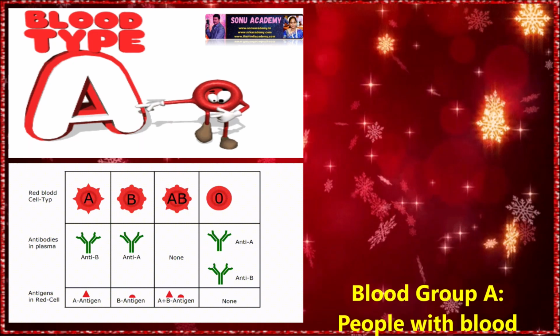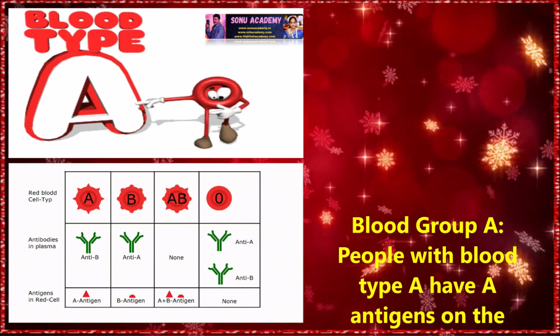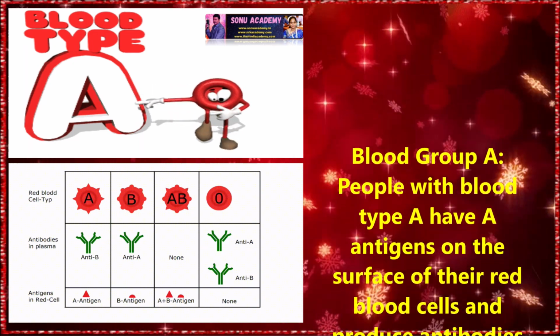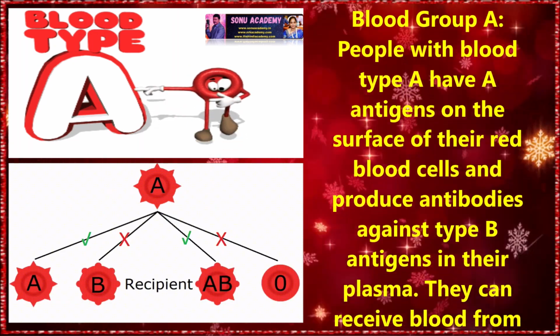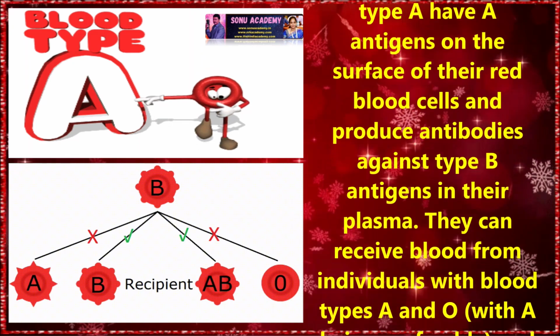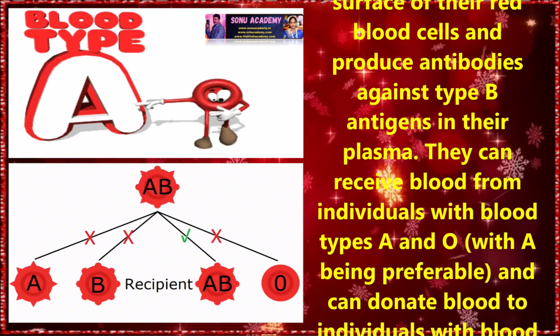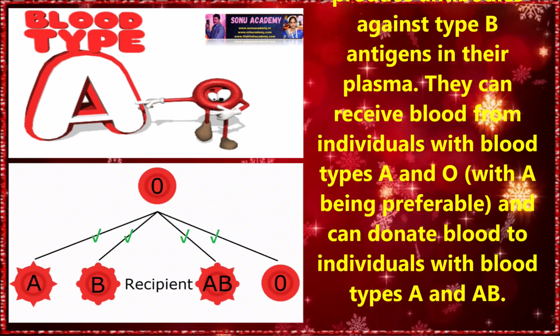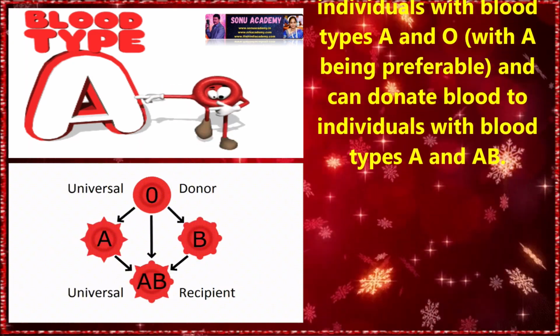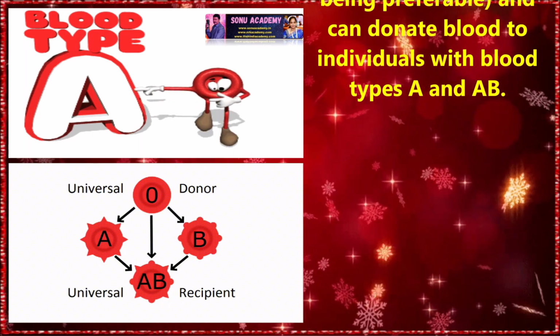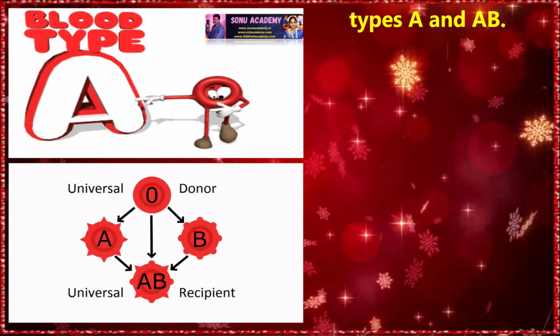Children, let us discuss blood group A. People with blood group A have A antigens on the surface of their red blood cells and produce antibodies against group B antigens in their plasma. They can receive blood from individuals with blood group A and O and can donate blood to individuals with blood groups A and AB.